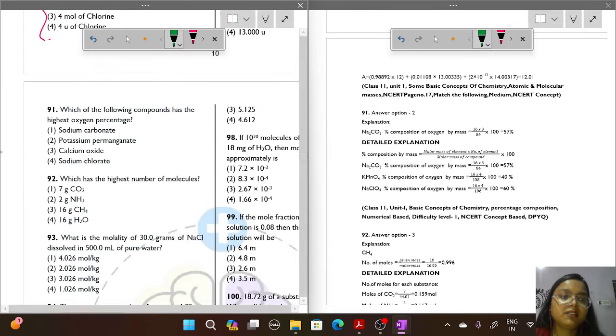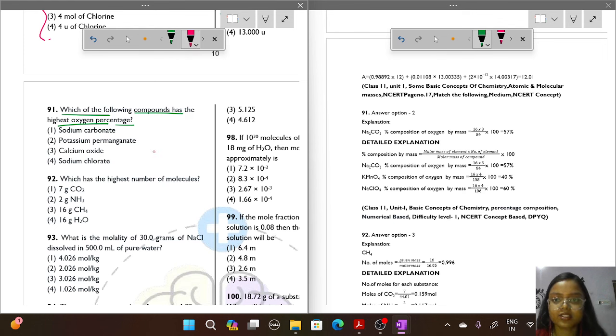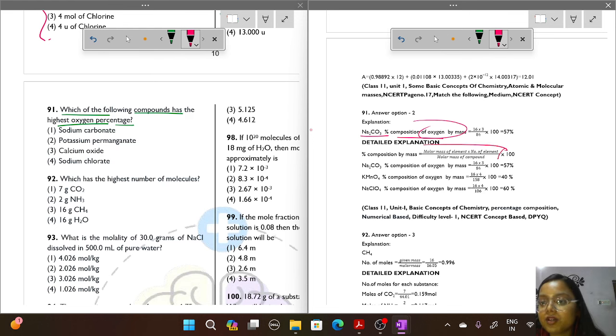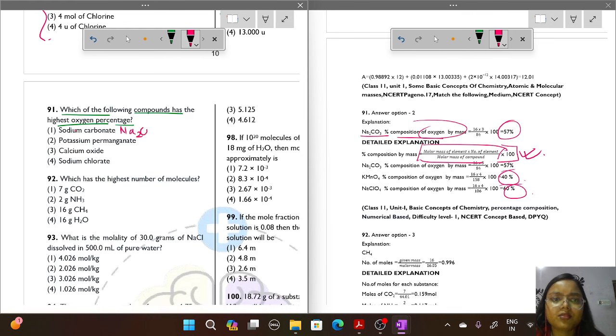Next is question number 91. Which of the following compounds has the highest oxygen percentage? It will be calculated by molar mass of element into number of element divided by molar mass of compound. So by this formula we can calculate the percentage composition. So Na2CO3 has 57%, KMnO4 will have 40% and NaClO4 will have 60%. So which will have the highest oxygen percentage? Wait a second. Sodium carbonate, Na2CO3 will have 57%, KMnO4 will have 40%. Sodium chlorate is 60%.